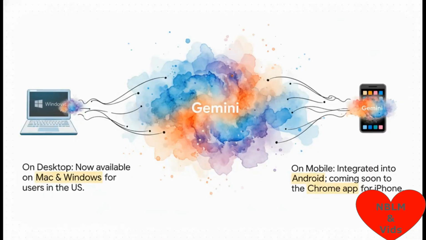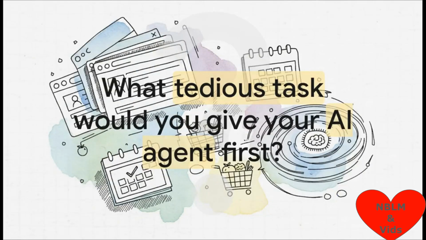And hey, this isn't just for your computer. This stuff is already baked into Android, working right on top of your apps. And it's coming to the Chrome app for iPhone soon too, so you'll be able to do all this on the go. So yeah, from summarizing videos to ordering your groceries, it's pretty clear Gemini in Chrome wants to make browsing the web a whole lot smarter. Which kind of leaves us with one last question to think about. If you had an AI web agent ready to go, what's the very first boring, tedious task you'd give it?